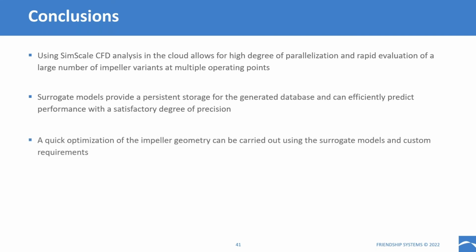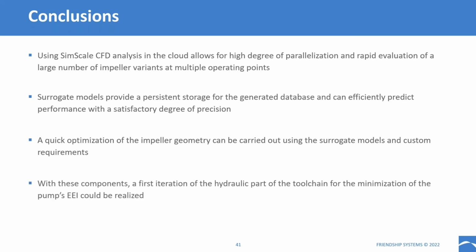With these surrogate models, we are able to run a very quick and fast, as was the requirement at the beginning, optimization of the impeller geometry using custom requirements. And with these different components that we put together, we achieved a first iteration of this hydraulic part of the tool chain for the minimization of the pump's energy efficiency index. Of course, there is still some work open, as I mentioned, to really finally be able to optimize for EEI, but I think this work will be continued.